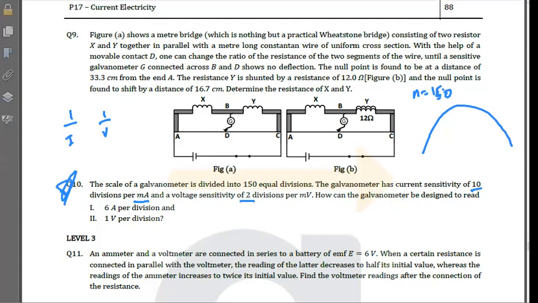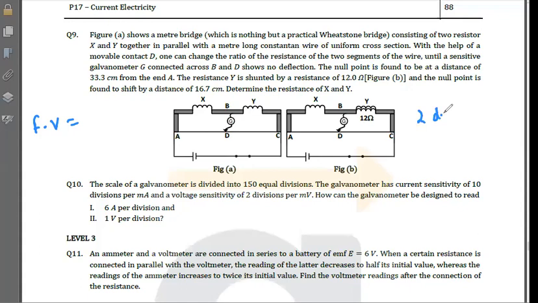ठीक है? So think about it. थोड़ा सा logically सोचो. अगर voltage sensitivity 2 division per millivolt है, और total division कितने हैं? 150, right? So tell me, what would be full scale voltage कितना होगा? खुद सोचो. 2 division 1 millivolt. So 150 division how many millivolt? Tell me. Unitary method.